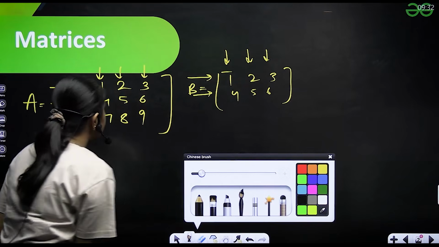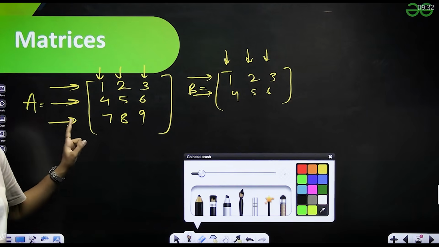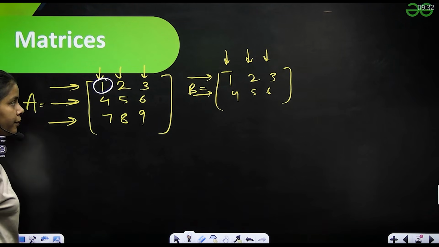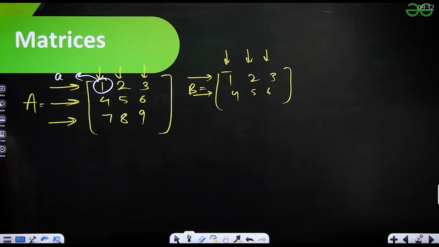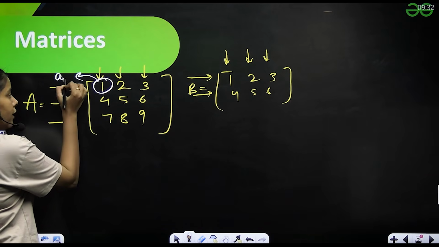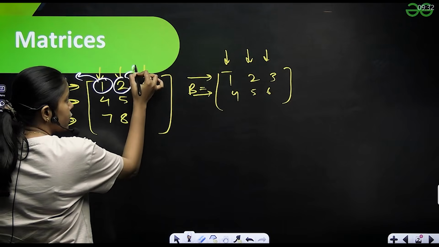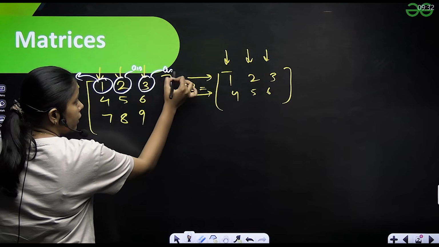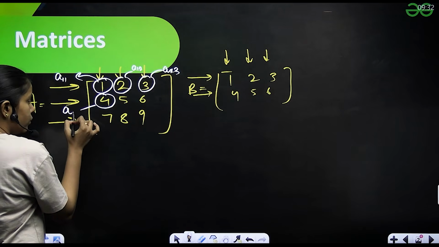Now I know that this is the first column, second column, third column, and first row, second row, third row. Now I want to represent the elements of a matrix. So how do I represent that? I'll represent it with a small letter a, and because this element is in the first row and first column, I'll give it the special notation a11. So a11 is 1. Similarly, this value is in the first row, second column, a12. The first row, third column is a13. Similarly, this one is a21.